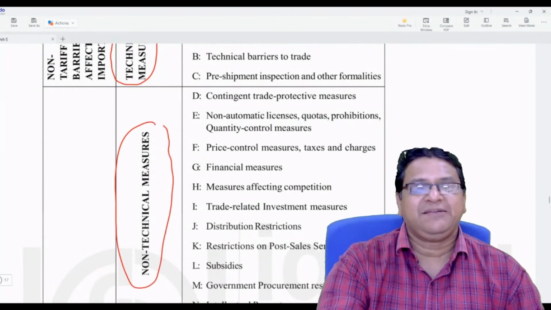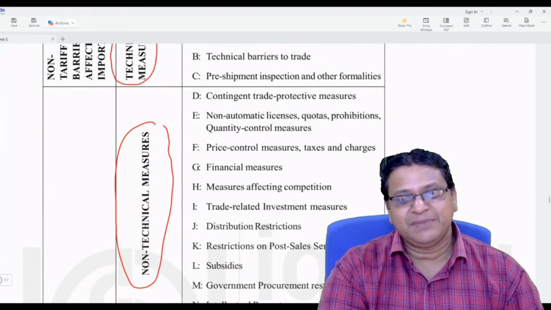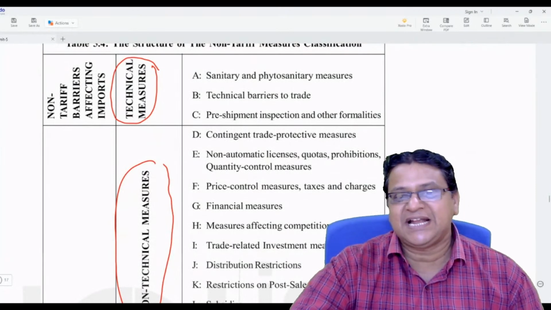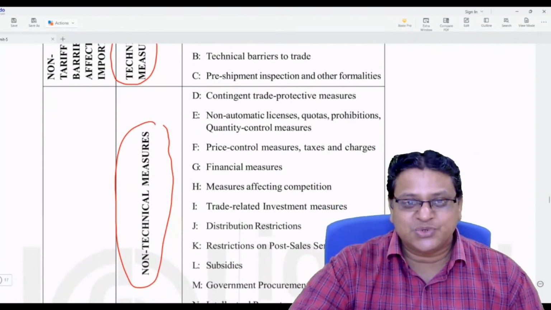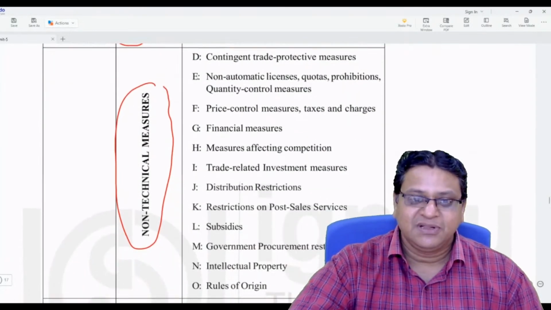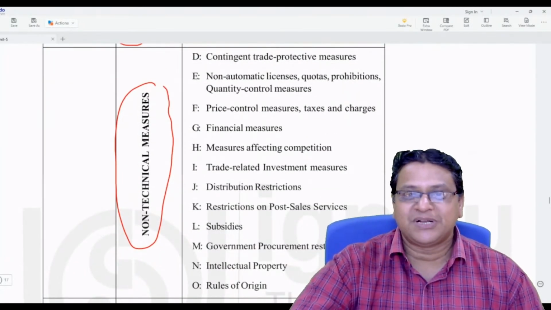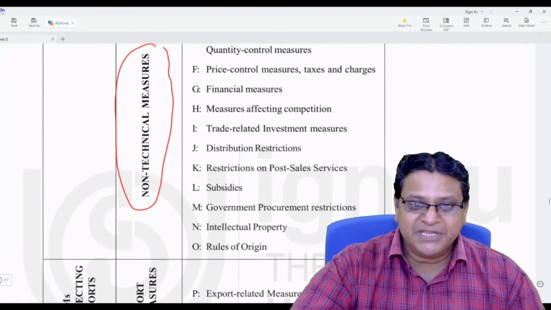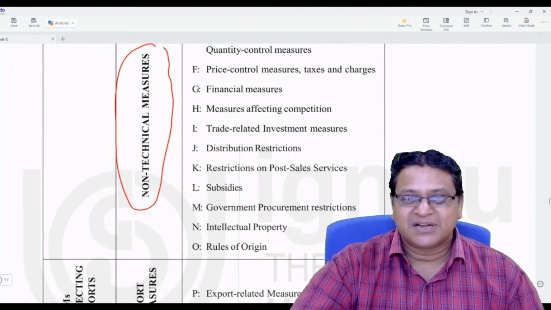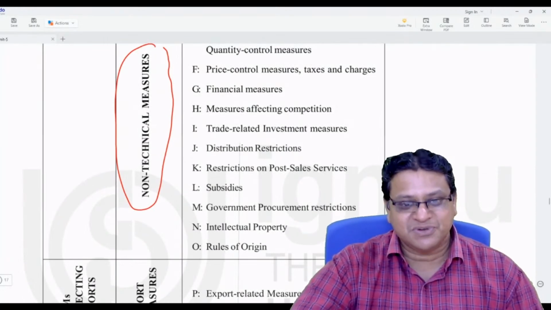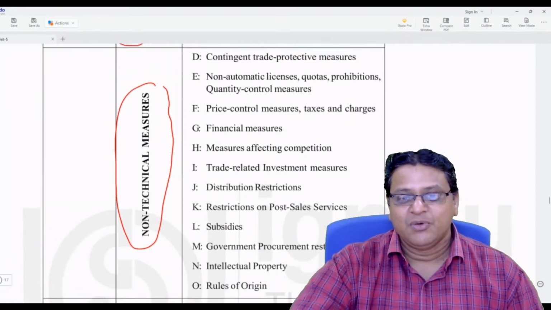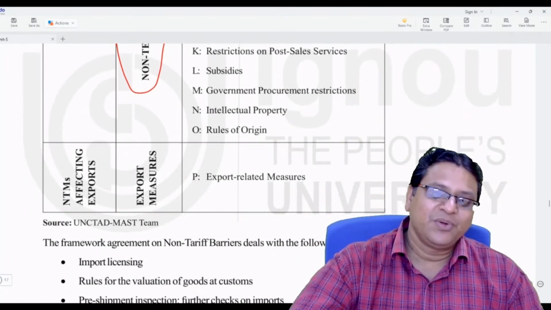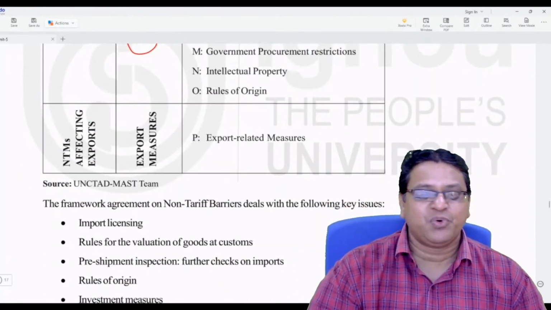So the non-tariff barriers can be of two types: technical measures and non-technical measures. In case of technical measures, we have sanitary and phytosanitary measures, technical barriers to trade, pre-shipment inspection. In case of non-technical measures, we have contingent trade, non-automatic license, quota, price control measures, financial measures, measures affecting competition, trade-related investment measures, distribution restrictions, restrictions on post-sale services, subsidies, like this. Then the last one is export measures, that is, export-related measures.